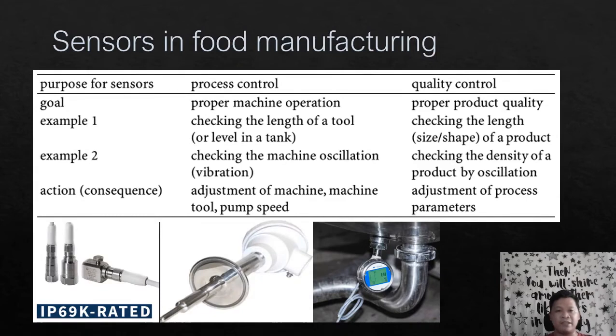Sensors in food manufacturing are usually for either process control or quality control. Process control sensors are usually those that you analyze so that you can make instantaneous changes to, let's say, the operating machine or equipment, while the quality control tools are those that adjust the necessary parameters, usually in the process, so that your products will be properly manufactured.